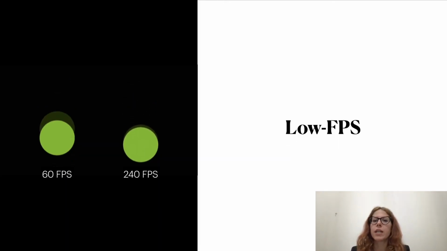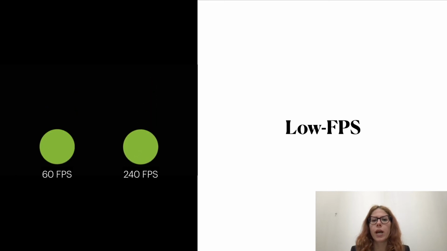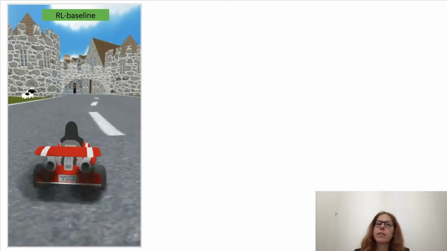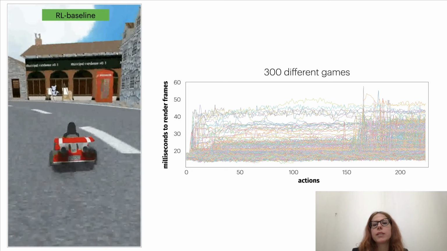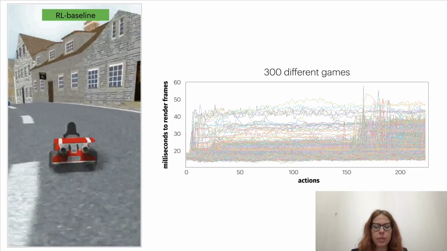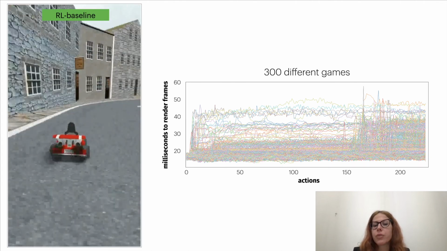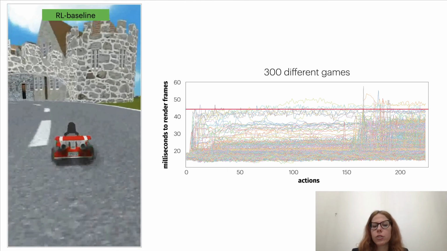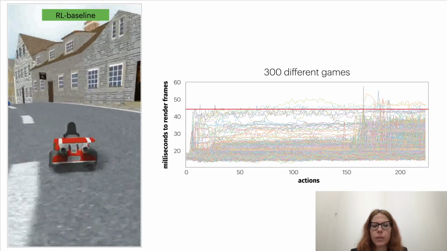So now we have a reliable way to measure the frame rate, but how can we define what is a low FPS point? So when do we actually have a problem of performance? So again, we trained the reinforcement learning baseline, so an agent that is able to play the game, and we let it play this time 300 different games. During each of these games, we collected the frame rate, and using statistical analysis, we defined a threshold to identify the outliers that for us are low FPS points.